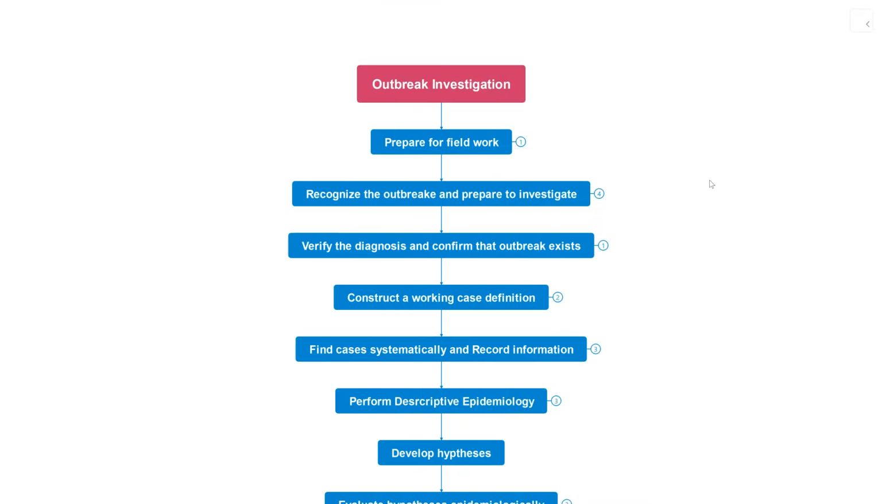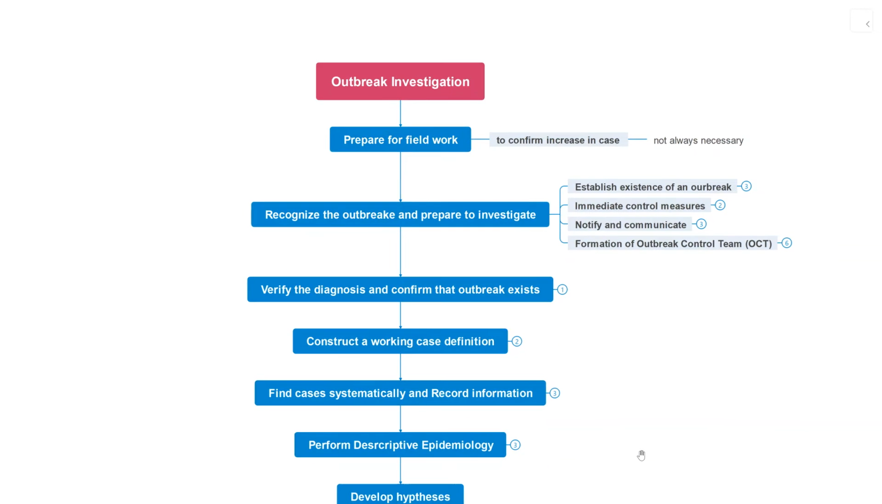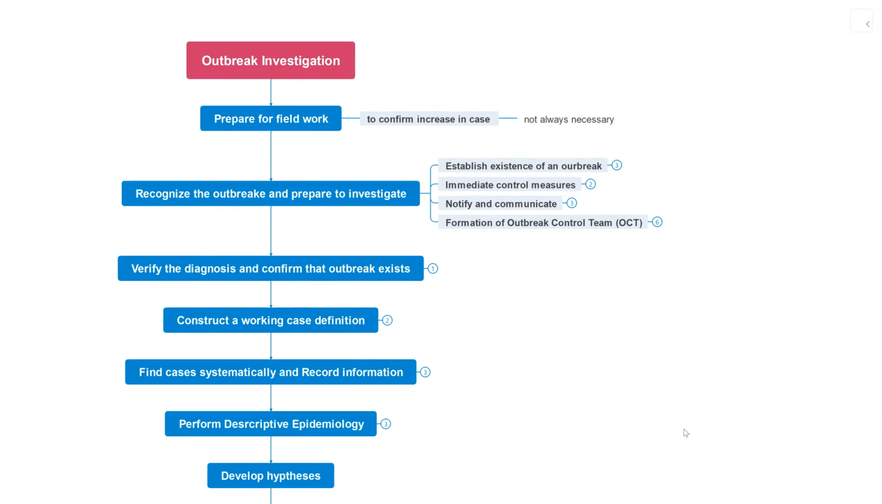So let us see them one by one. Prepare for fieldwork. First, you have to confirm whether an actual outbreak is there or not, and whether cases have actually increased. It is not always necessary that you go through this, but the second step is important. The second step says that you have to establish the existence of an outbreak.